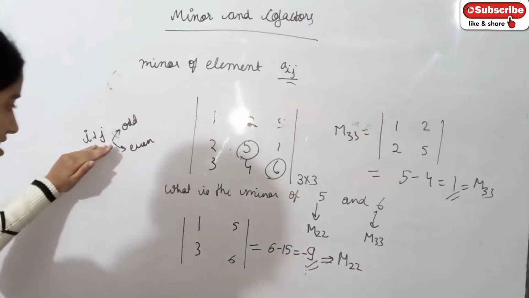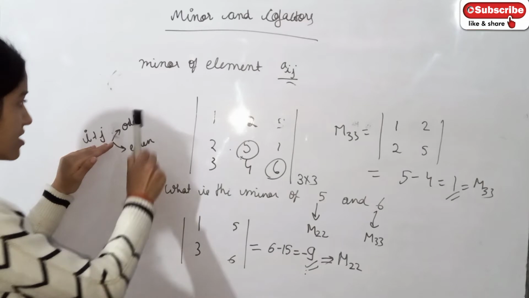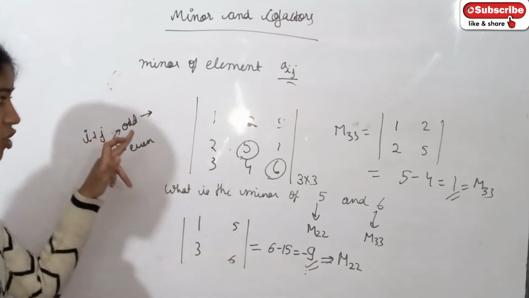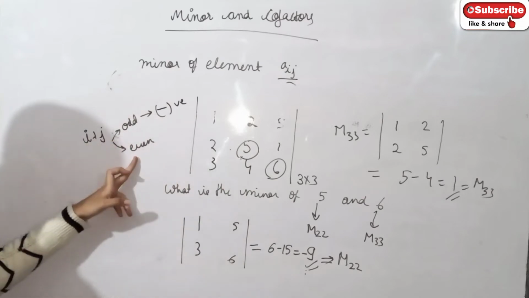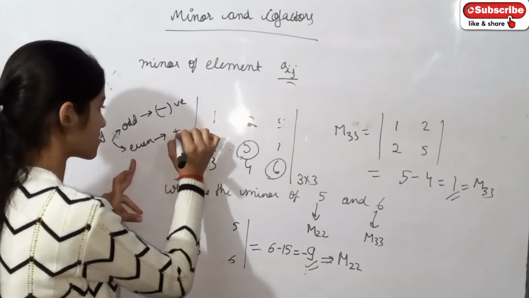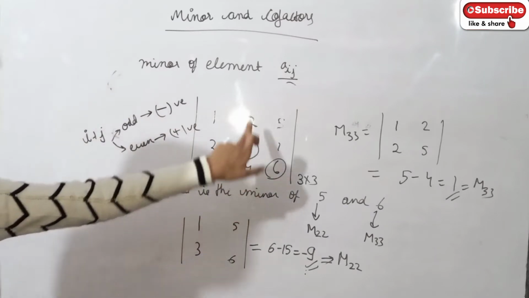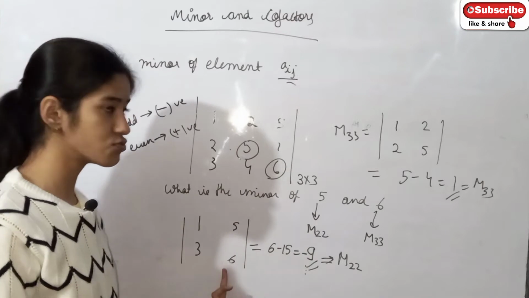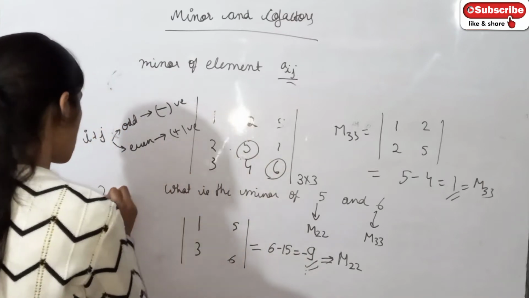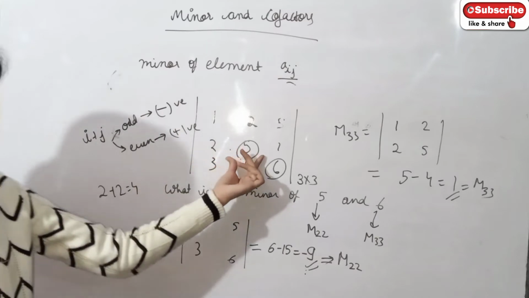If we find the sum of i and j, if it is odd, then we multiply by a negative sign. If it is even, then we multiply it with its positive sign. So we know that M is lying on the second row and second column, meaning its position is 2 2. Adding 2 plus 2 we get 4. This is even, so we multiply by the positive sign.